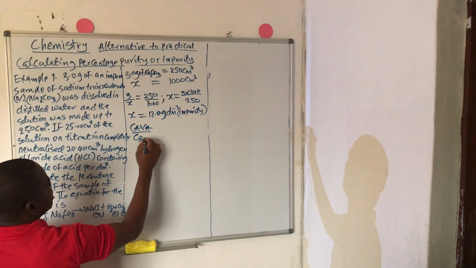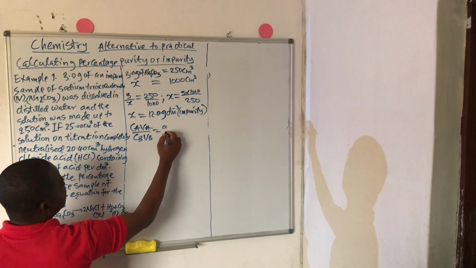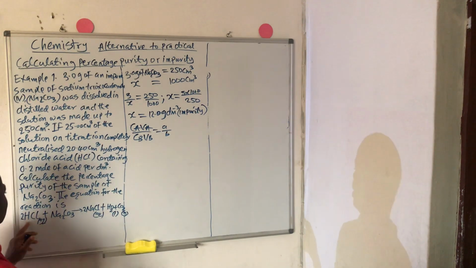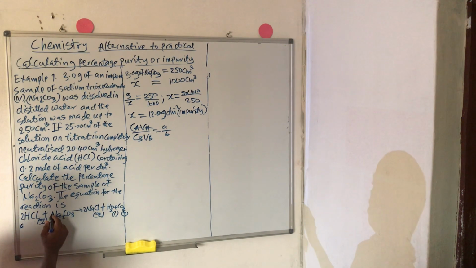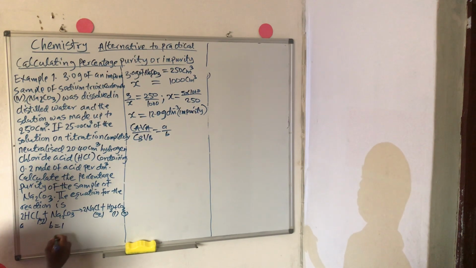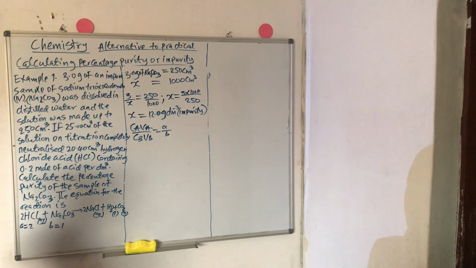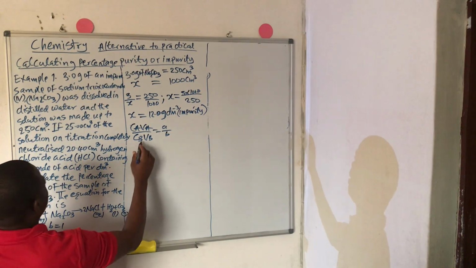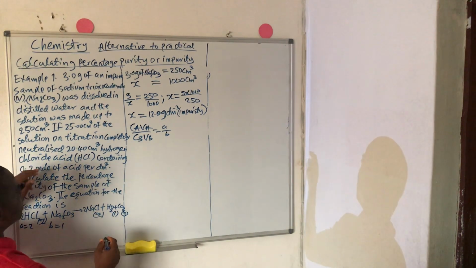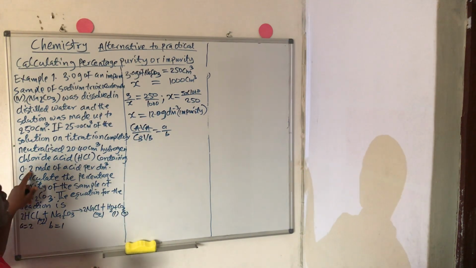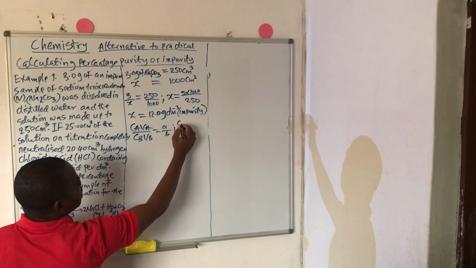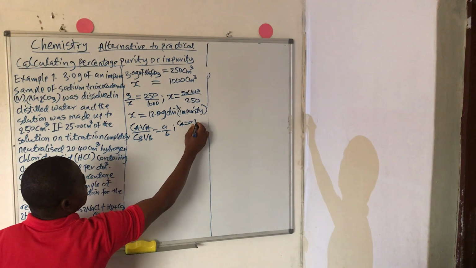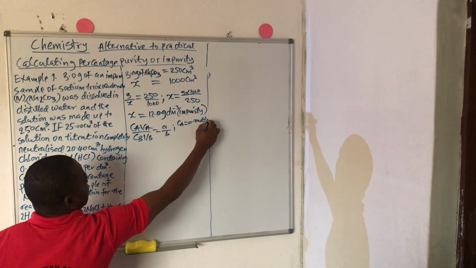CaVa all over CbVb is equal to the mole ratio of acid to base. In this case, the acid is A, and the base, if there is nothing here, means 1 mole of sodium trisulfide, which is 1. The acid is 2. Now, we have already been given the value of Ca, which is 0.2 mole per dm cube.